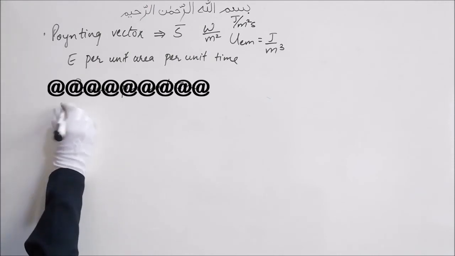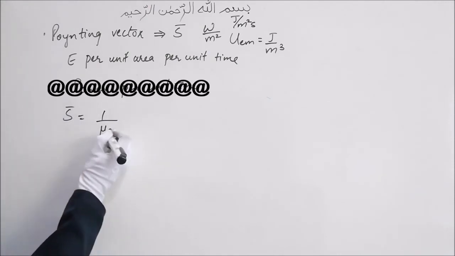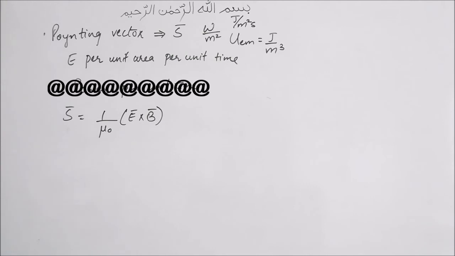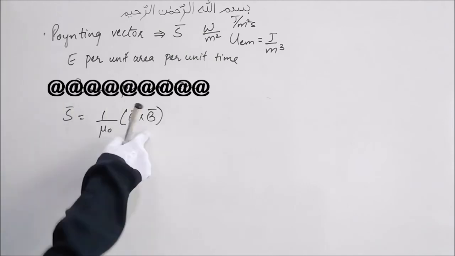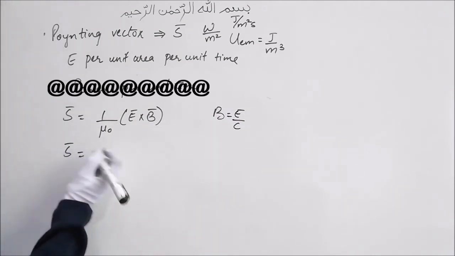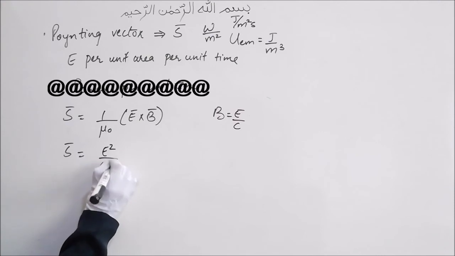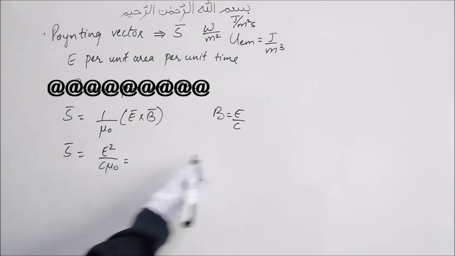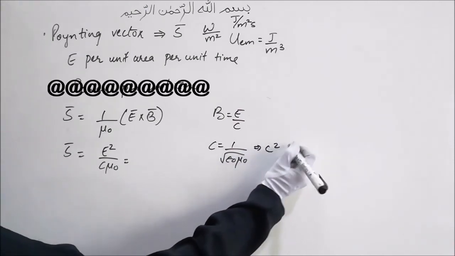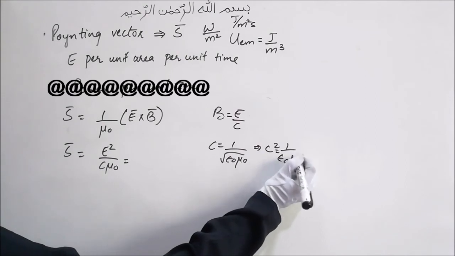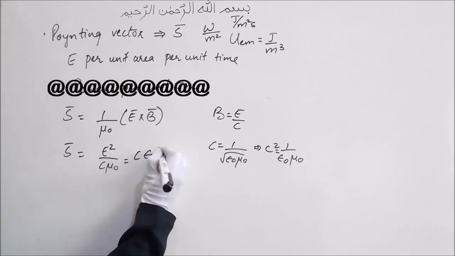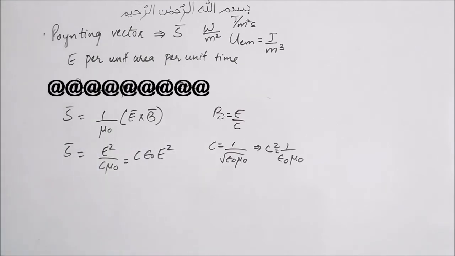The formula for S in free space is 1 by mu naught, E bar cross B bar. Now we know that E and B are related as B is equal to E by C. So S bar can also be written as E squared upon C mu naught. We have C is 1 by root of epsilon naught mu naught. This will imply C squared is equal to 1 by epsilon naught mu naught, so C into mu naught will be equal to 1 by C into epsilon naught. So this will be C epsilon naught E squared.